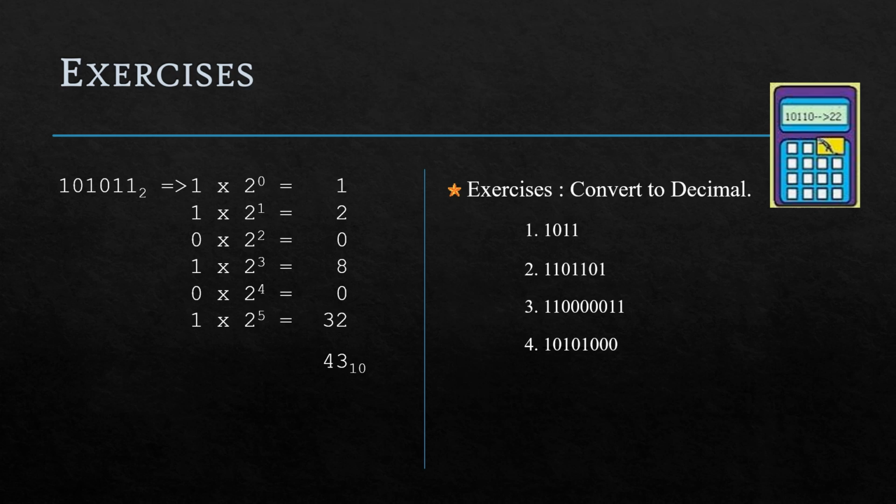Okay, now let's do some exercises. Convert these numbers to decimal. 1011. The second exercise is 11011101, and the third one is 11, 5 zeros, 11.